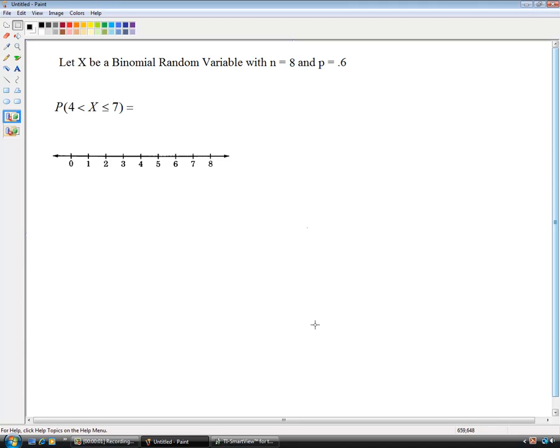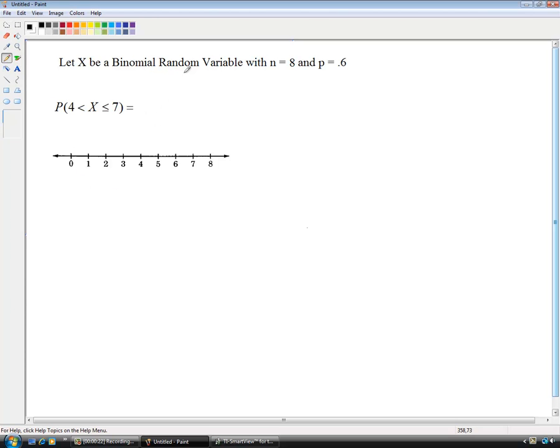Now, if you're ever dealing with a binomial random variable that has a probability where x is between two different numbers, whether inclusive or not, what you should do is isolate the area that it's in and take a larger value and subtract from a smaller value. I'll show you how that's going to work.